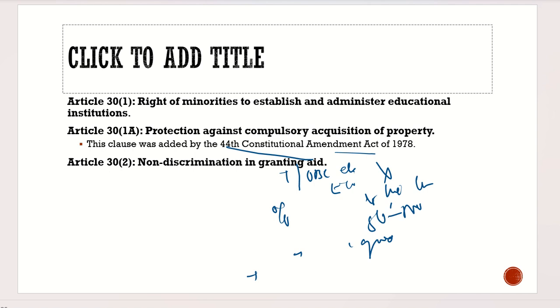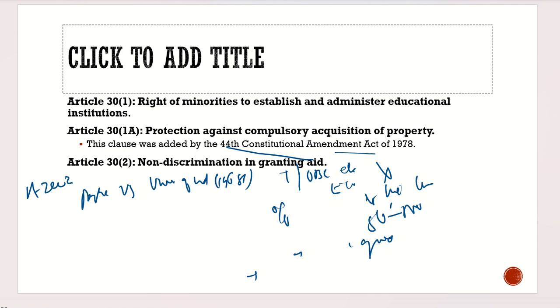And the case was named Aziz Pasha versus Union of India, 1968. This was a landmark judgment, and what were the points highlighted in it? It changed the definition of educational institutes, the minority institutes. So what was adopted under this?